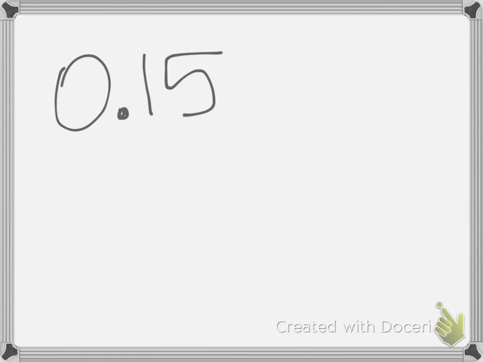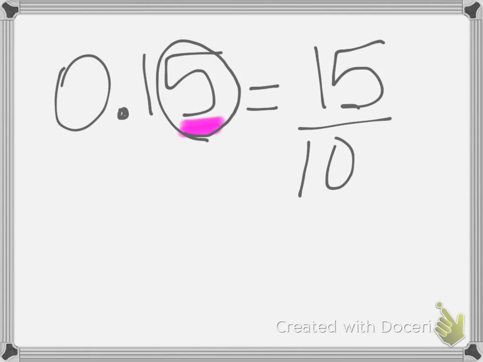So I'm looking at 0.15. Well, what is the place value of that 5? It's not the tenths place, but the hundredths place. And because this 5 is in the hundredths place, when I say 0.15, it's really 15 hundredths. And that's how I would write it in fraction form. Now, that's not simplified, but we're just focusing right now on writing it correctly.